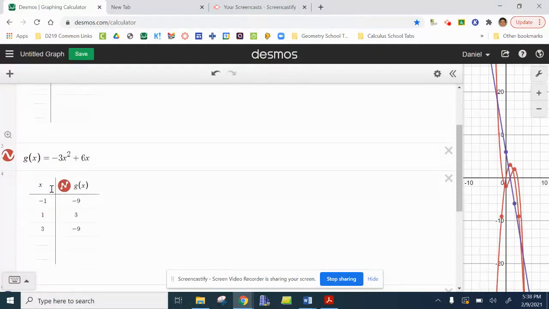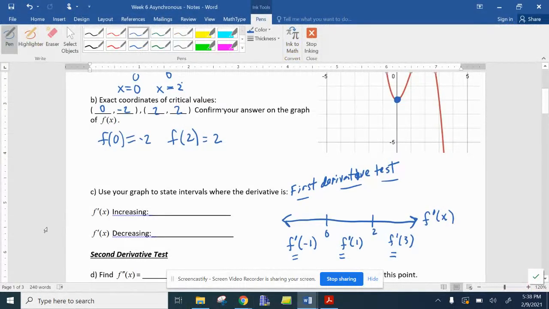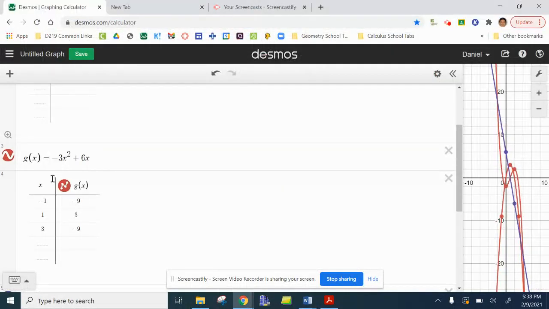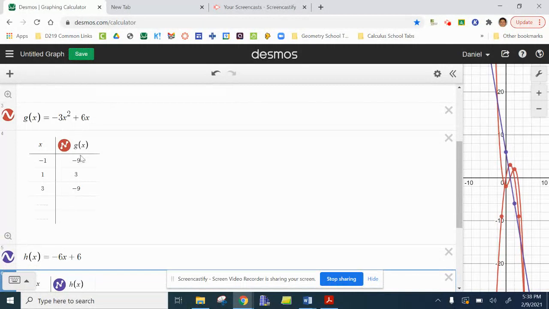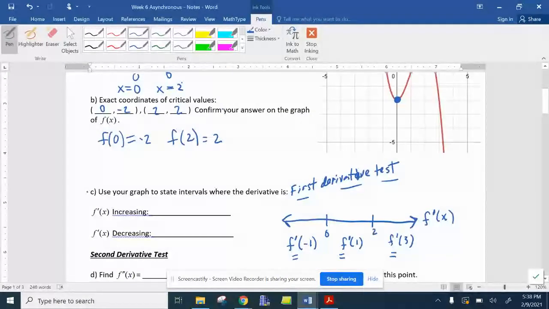So here we are, negative 1 and 1 are my inputs. So I'm going to get my outputs for the derivative will be negative 9, 3, and negative 9. So negative 9, 3, and negative 9. And once again, I plugged these inputs into my derivative because I'm trying to find out where I'm decreasing. So that's a negative value. That means decreasing. Positive value. So that's going to be increasing. Negative value. So that's going to be decreasing.